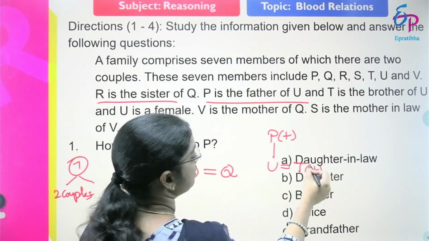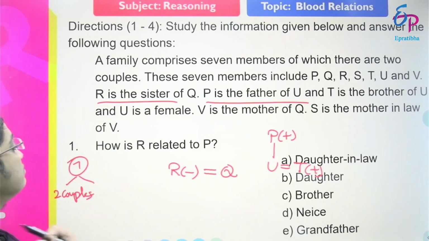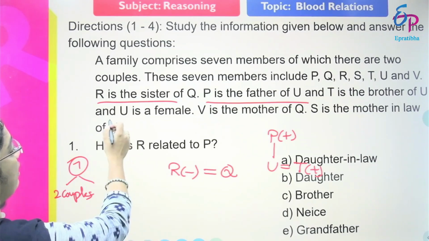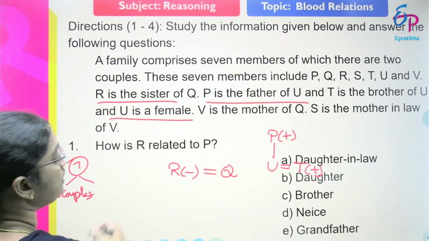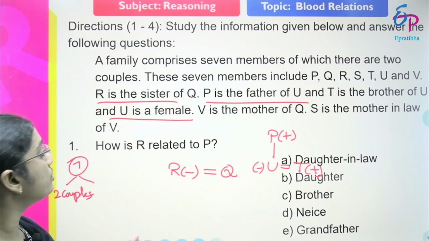Brother means a plus indication. Okay, so T is brother of U. Then next one, and U is a female, and they mention clearly U is a female. So U's gender is female. Okay, yes, clear that.